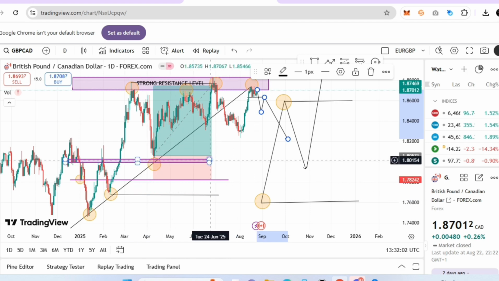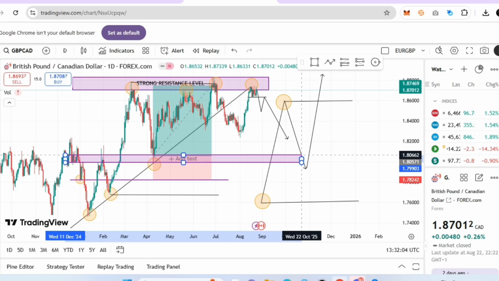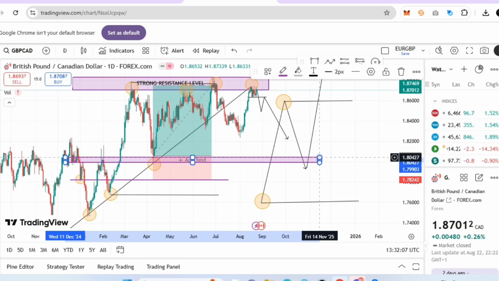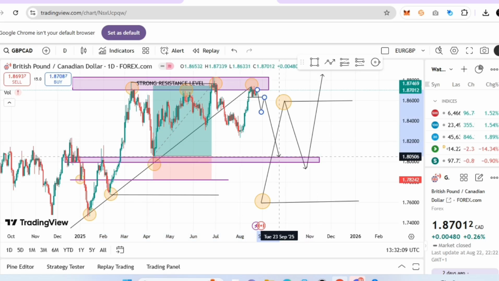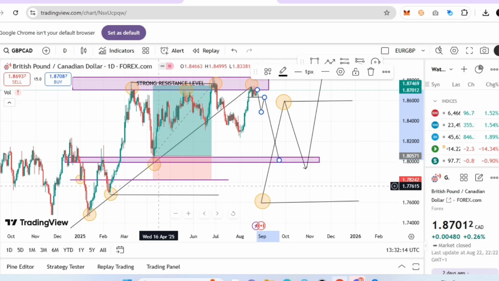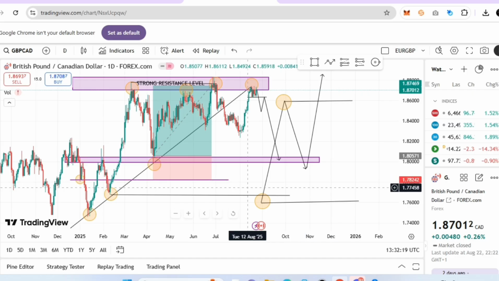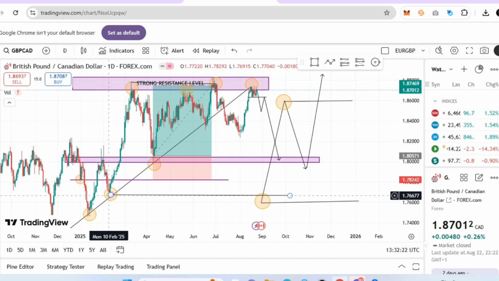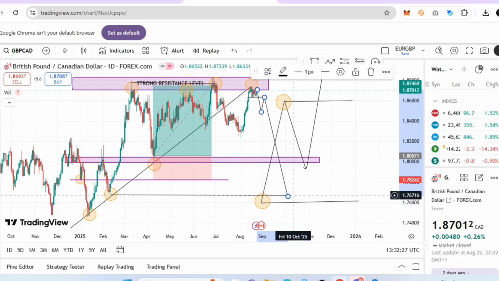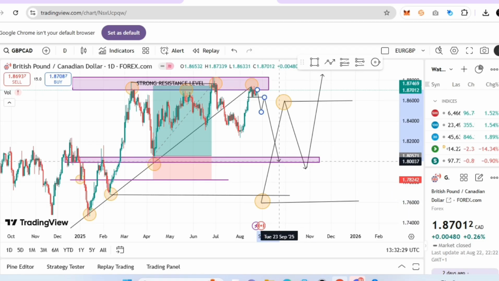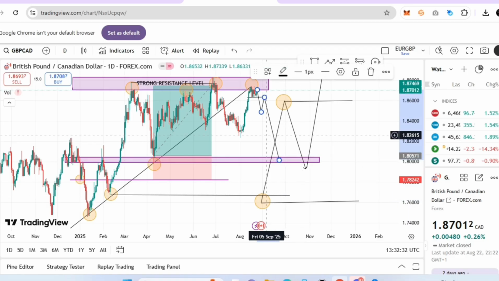If I do not have this confirmation, then I don't have any reason to sell this trade. So I hope you understand. If I do not have my complete confirmation, I have no reason selling this trade. It just means the setup is invalid. That's all. Let me put this sell position.